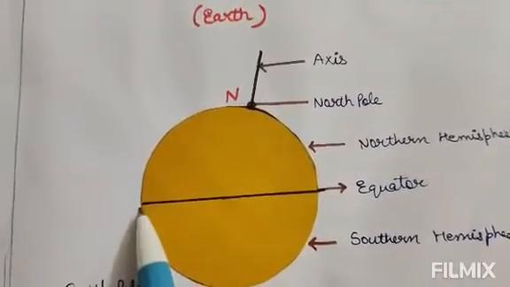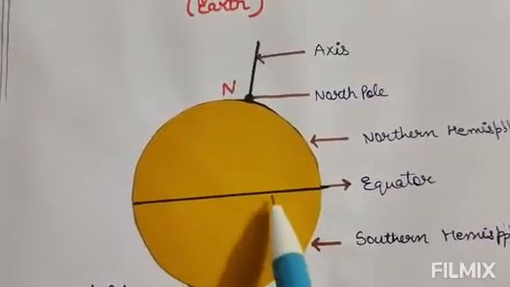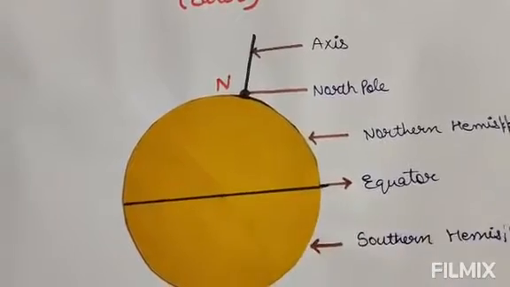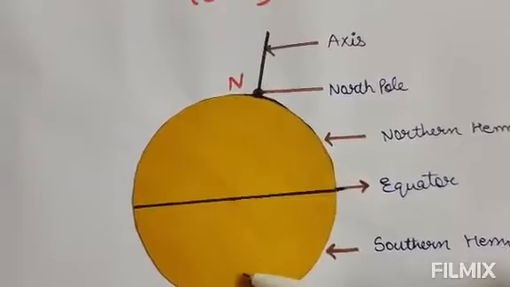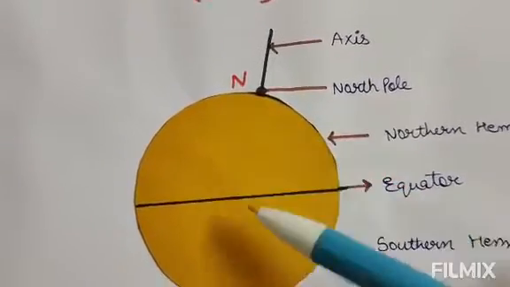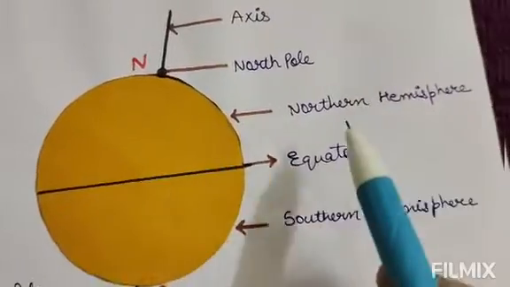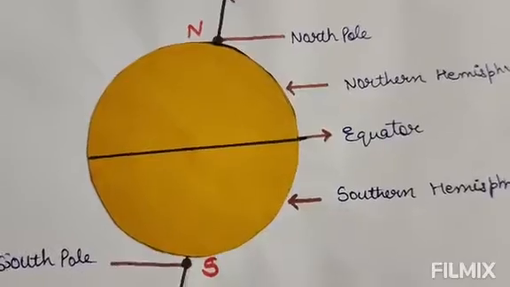Now there is one more line passing through the center of Earth. Now this line is called equator. Equator divides Earth into two equal halves, the upper half and the lower half, and we call these halves hemispheres. The upper one is northern hemisphere and the lower one is southern hemisphere.